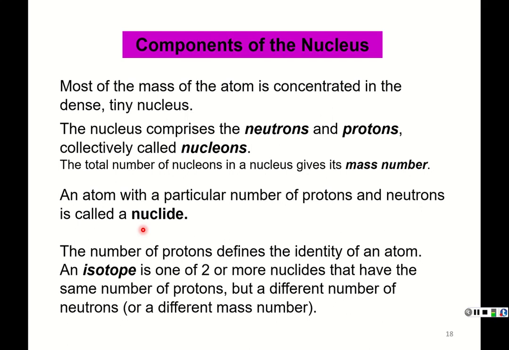The number of protons defines the identity of the atom. For a particular atom, the number of protons doesn't change. If that number changes, it's a different element. An isotope is one of two or more nuclides that have the same number of protons but a different number of neutrons. So the number of neutrons in an element can change, and that gives you a different mass number for that element.